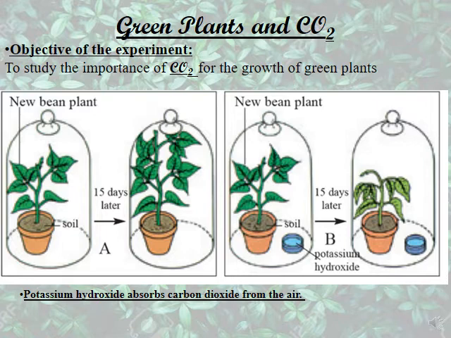So in plant B, there is no CO2. This leads to the abnormal growth of the plant in B. So this is the variable factor. In plant A, we have all the normal conditions. The plant grows tall, green, and normally. While in plant B, there is abnormal growth, yellow in color, it withers, and finally it dies.